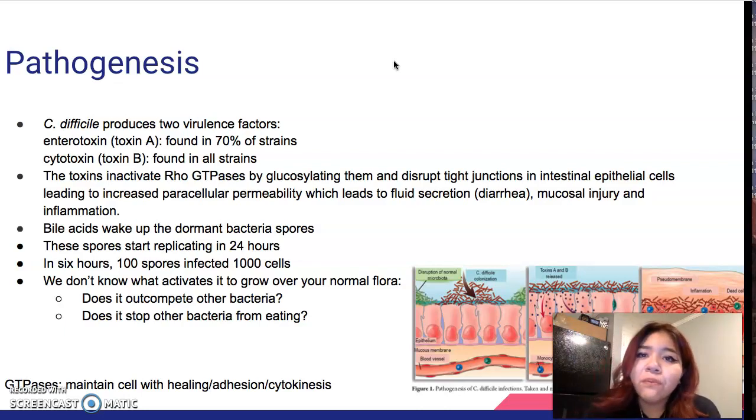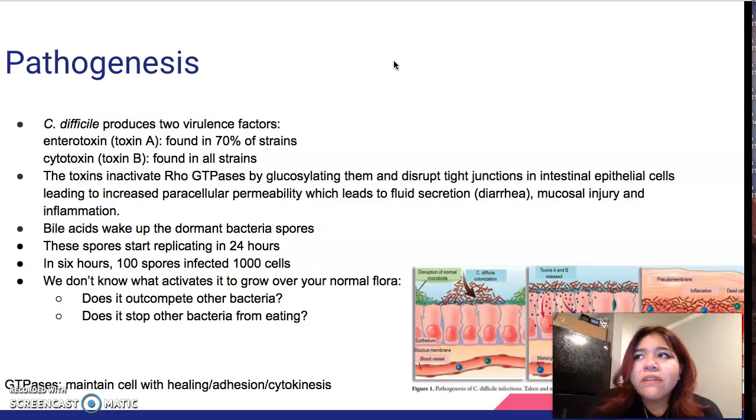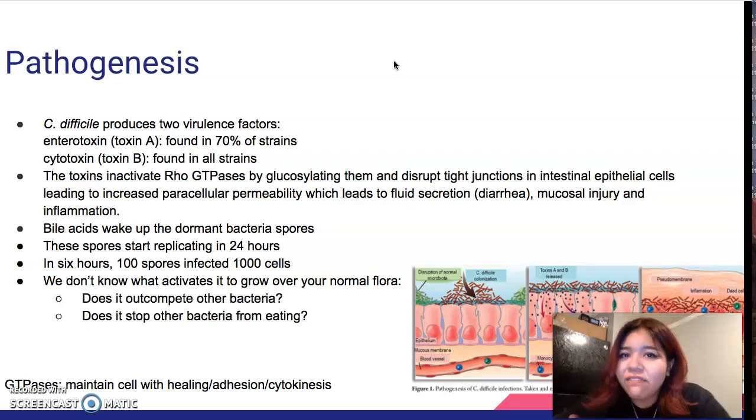We don't know though what activates it to grow over your normal flora. We don't know if it outcompetes the other bacteria in your colon. We don't know if it stops the other bacteria from eating. So it's important that you keep your normal flora in check, just because we know it has something to do with an advantage over that, but we really don't know yet.